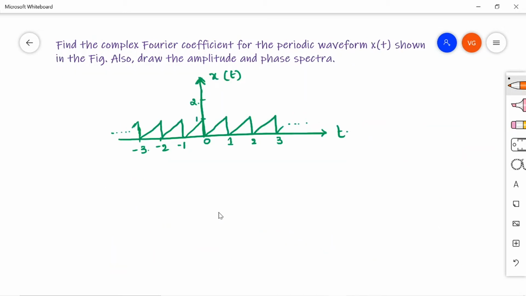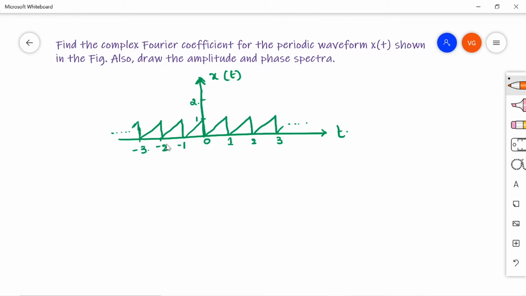The third problem that I have selected here is: find the complex Fourier coefficients for the periodic waveform x of t shown in the figure. Also, draw the amplitude and phase spectra. Already in my previous videos, I have explained the conditions to apply Fourier series. To find the Fourier coefficients, one of the conditions is that the given signal has to be a periodic signal.